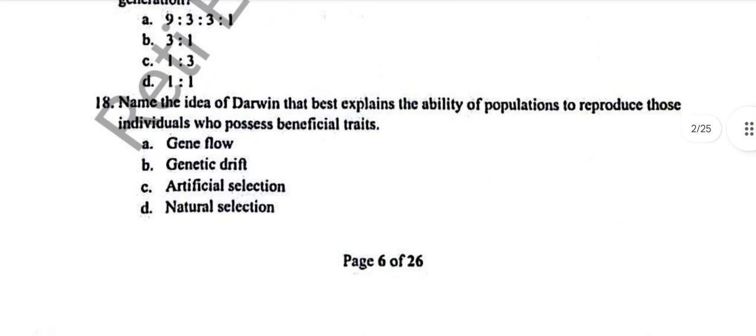Question number 18. Name the idea of Darwin that best explains the ability of populations to reproduce those individuals who possess beneficial traits. A. Gene flow. B. Genetic drift. C. Artificial selection. D. Natural selection. And the correct option is D. Natural selection. Individuals with advantageous traits leave more offspring. Gene flow is a movement of genes. Genetic drift is a random change. Artificial selection is like human-directed breeding.